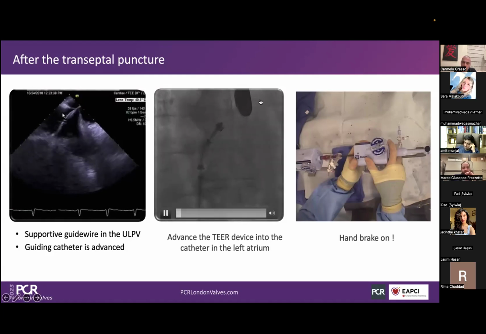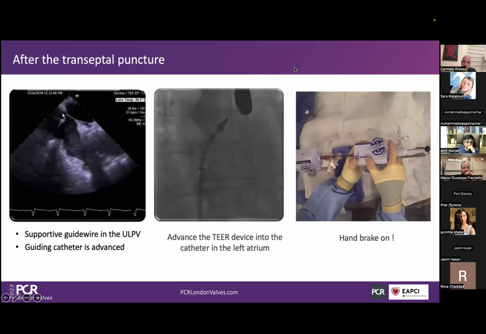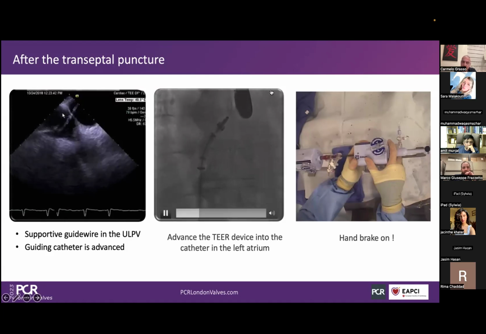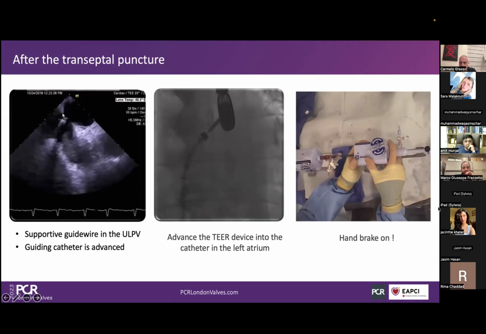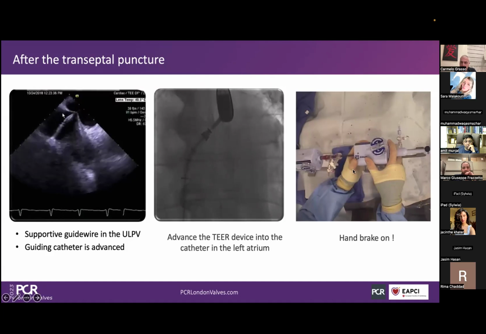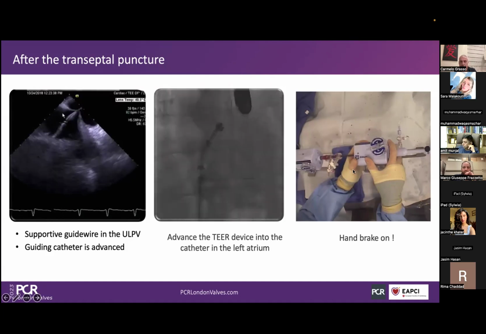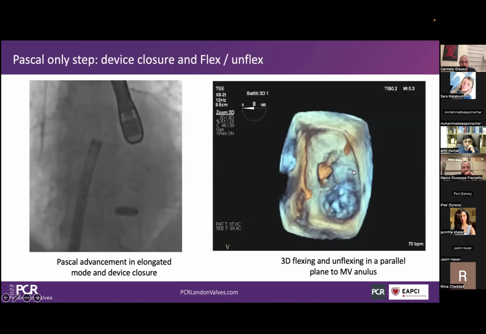As you will see, we are pointing toward the upper left pulmonary vein that gives us more room and more space to go out with all the devices. Of course, you can see handbrake on, just do it with both hands to avoid going suddenly into the left atrium, to avoid any damage.